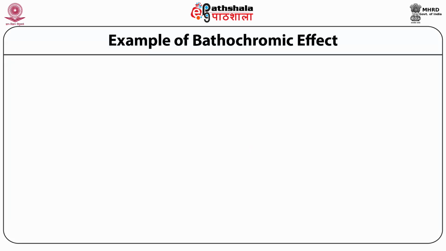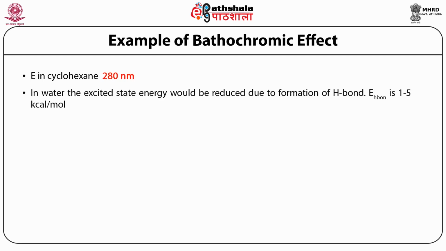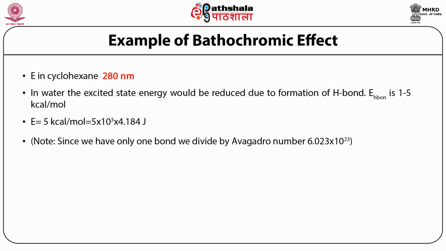I want to give you a typical example of how a bathochromic effect takes place. For example, E of a particular molecule in cyclohexane is 280 nanometers. In water, the excited state energy level will be reduced due to formation of H bond. And as we know, the normal H bond energy is between 1 to 5 kcal per mole, or we can convert it into kilojoules. And since we are considering only one particular bond, we can divide it by the Avogadro number, and we get the energy equal to 3.474 times 10 to the power of minus 20 joules.